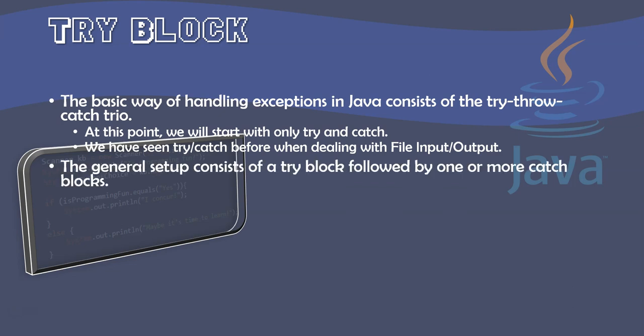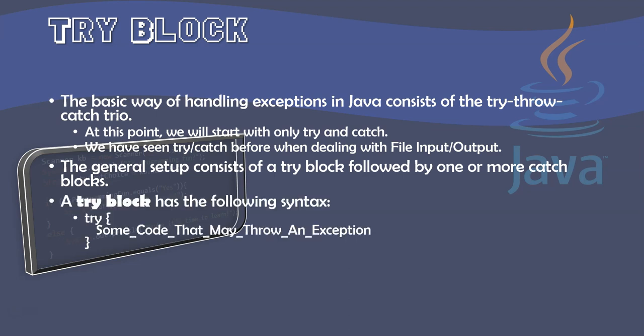We've actually seen try and catch before when you've dealt with a little bit of file input and output. Now the general setup for a try block consists of a try block followed by one or more catch blocks. It's kind of like how we think about if-else statements. You have one else block, and then you have multiple if-elses. It's kind of like that, but in reverse.